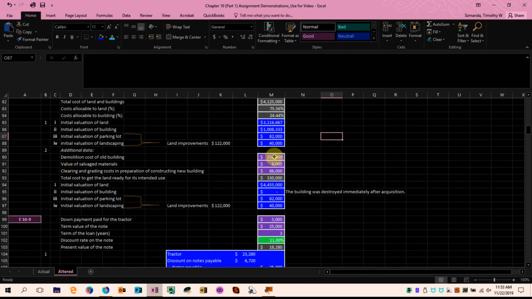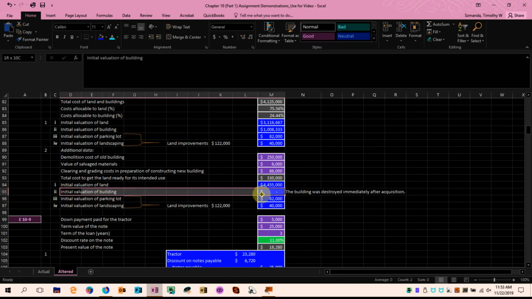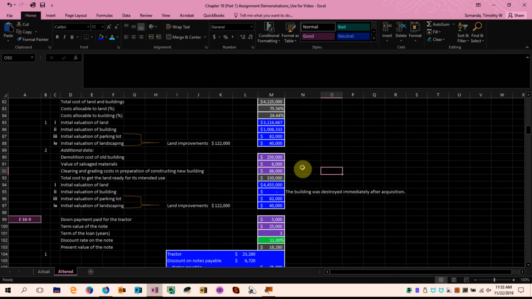Okay, now part two changes things a little bit. Here we're going to demolish the old building. Well, if we demolish the old building under the second scenario for this exercise, then of course the building would have a zero value. It's gone. Now we're going to roll all of those costs less salvage value into the value of the land.